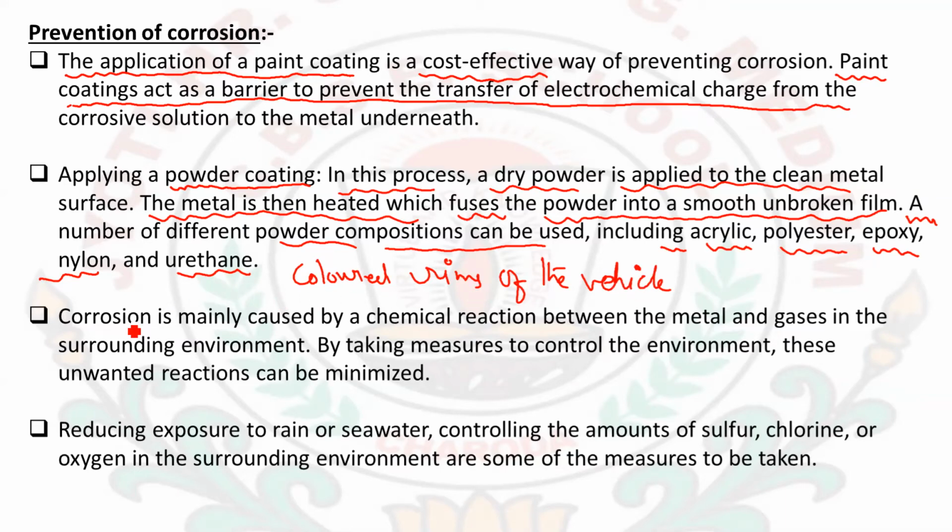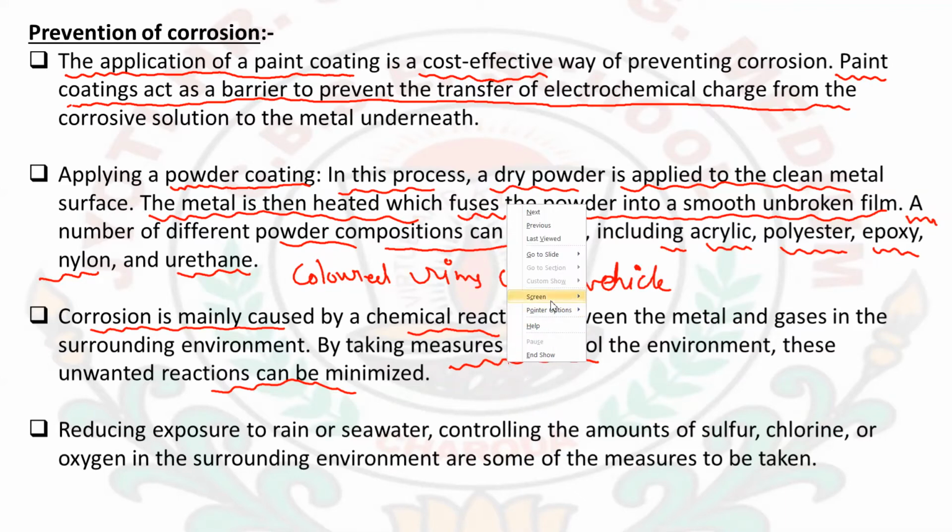Next, corrosion is mainly caused by a chemical reaction. Yes, we know that it is an oxidation reaction. So by taking measures to control the environment, these unwanted reactions can be minimized. For example, I'm giving you an example here. If I am comparing two conditions, one is the mainland, which means far away from the sea area, and another is a coastal land area.